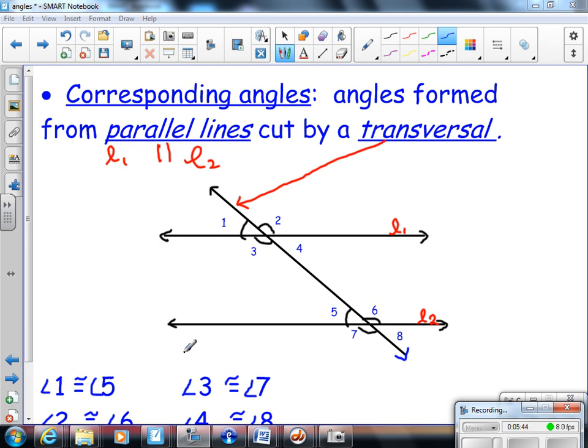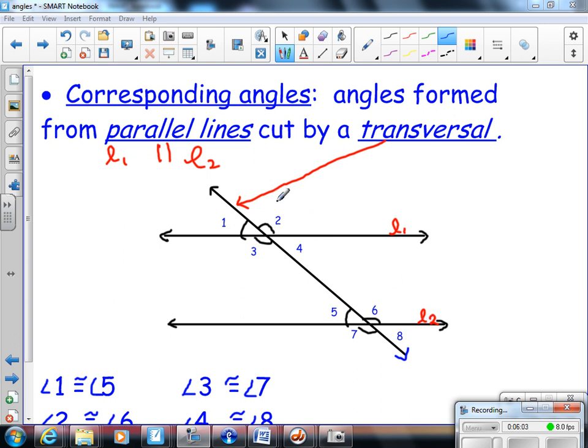Okay, now we're going to talk about corresponding angles. Angles formed from two parallel lines. Parallel lines are lines that will never touch, but they are cut by another line. We call that the transversal. Parallel lines cut by a transversal give us some really special characteristics of angles.